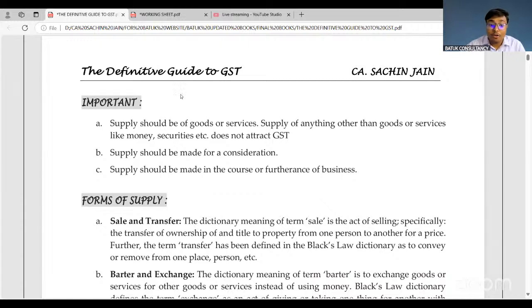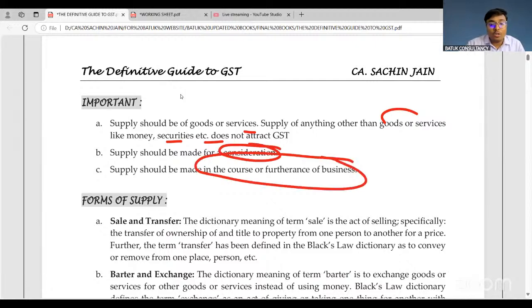Supply should be of goods and services. Supply of anything other than goods or services, like money or securities, does not attract GST, because money is not included in the definition of goods. And when a particular thing is not goods, in that case how can you go for the applicability of GST? And the important components are: for a consideration, or in the course or furtherance of business. These are the two very important components of the term supply.